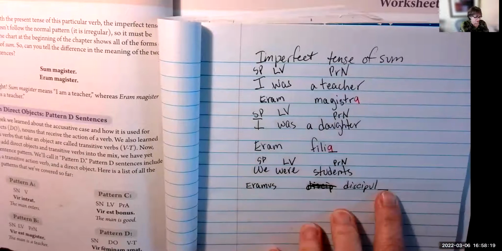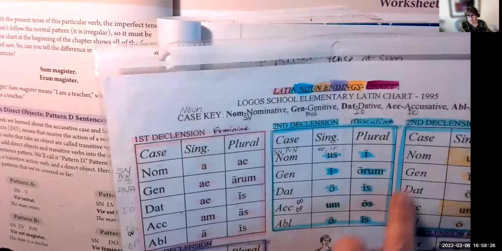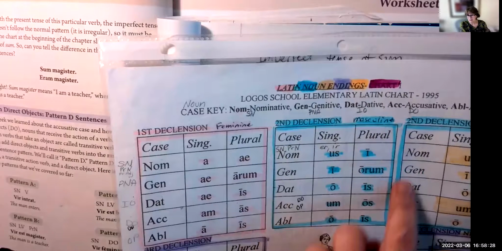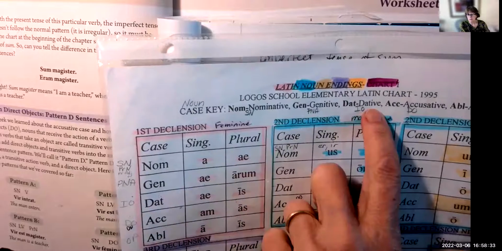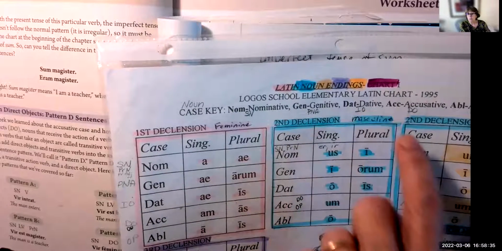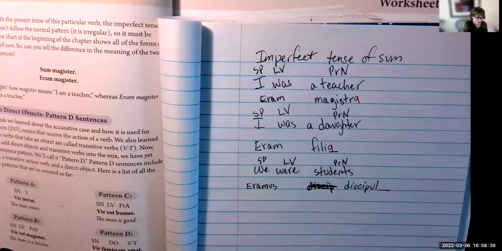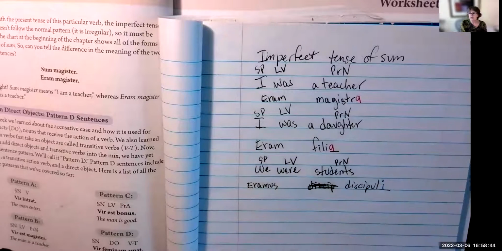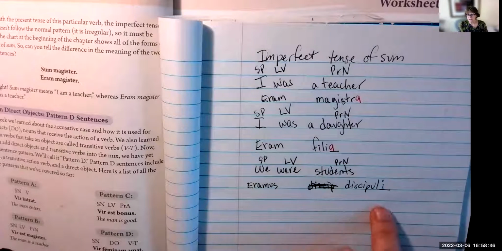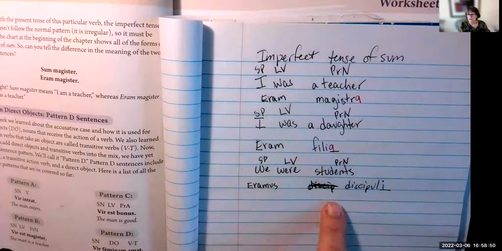Now we're going to put an ending. Well, in order to find the ending, we've got to ask a couple of questions. First of all, this is going to be a second declension, so we're going to go here for our ending. What gender? Masculine. What number? Plural. And what case? Nominative. What's the ending? I. Very good. The only way you're going to get good at this is just practice and do sentences. We were students. Now this is pattern 4.